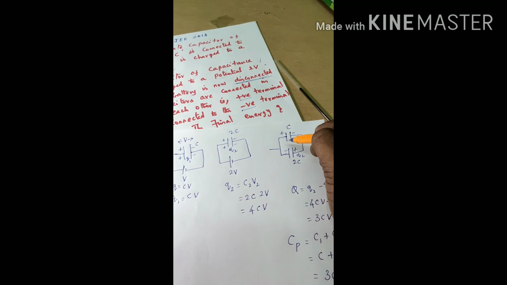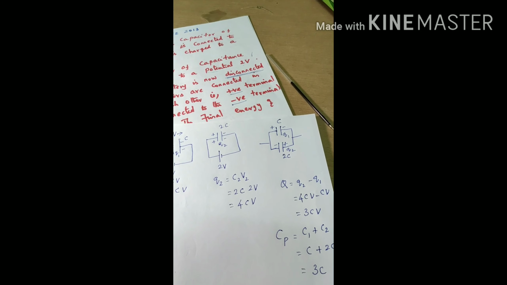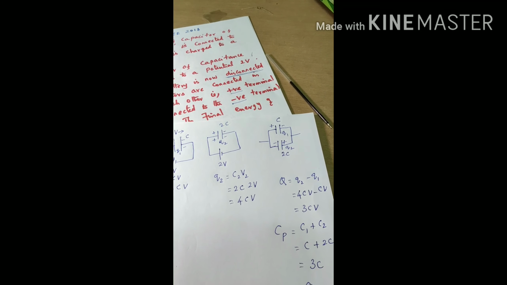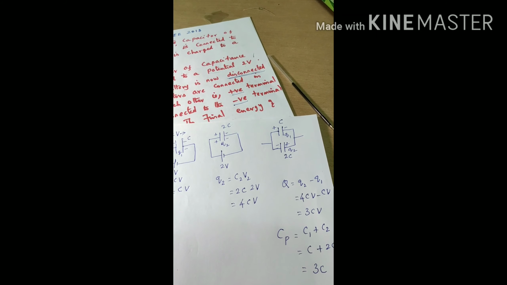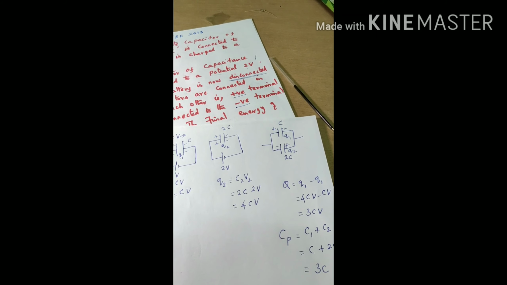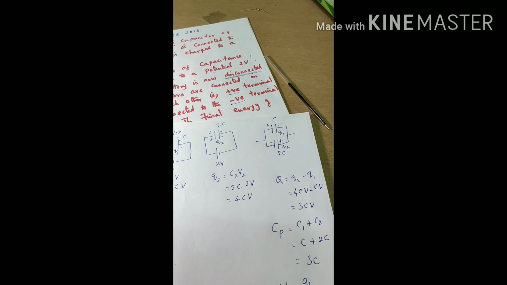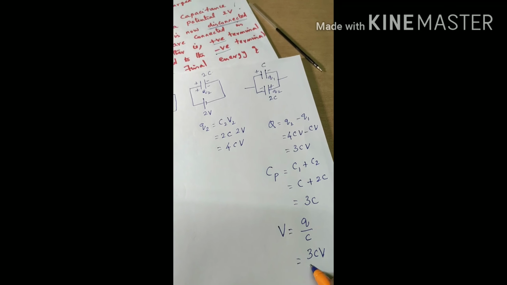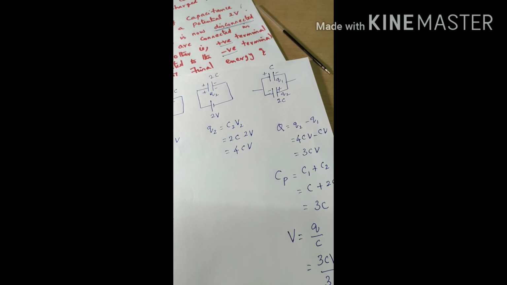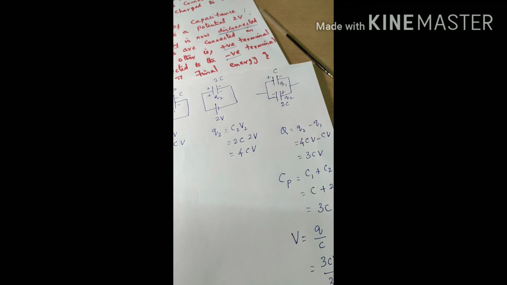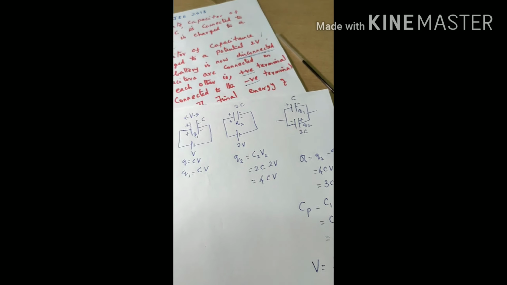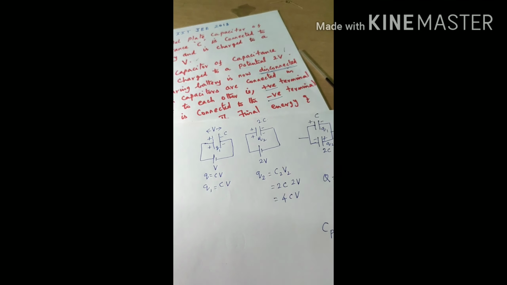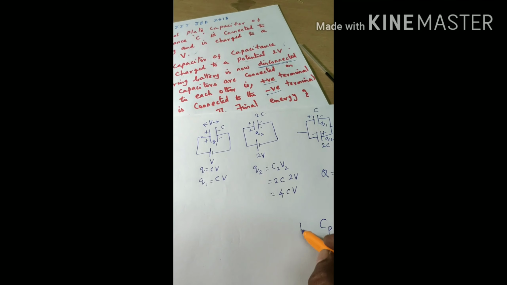The potential across this section, V is equal to Q by C. Q is the total charge, which is 3CV, and the capacitance is 3C. Then the voltage is V.